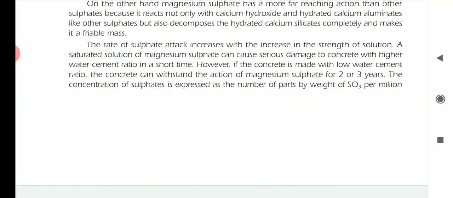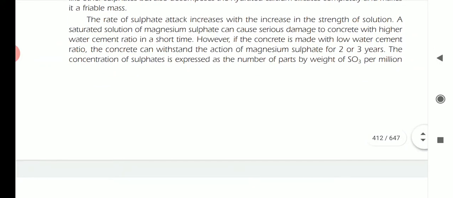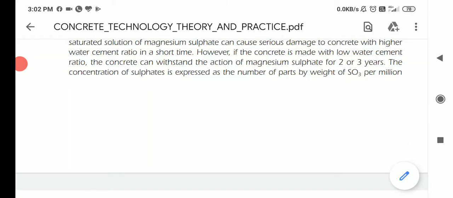If the sulfate content in the solution is higher, then the sulfate attack will be more. A highly saturated solution of magnesium sulfate can cause serious damage to concrete with a higher water cement ratio in a short time. If you use a higher water cement ratio and more water containing magnesium sulfate, it will cause more sulfate attack. However, if the concrete is made with a low water cement ratio, it can withstand the action of magnesium sulfate for 2 to 3 years.